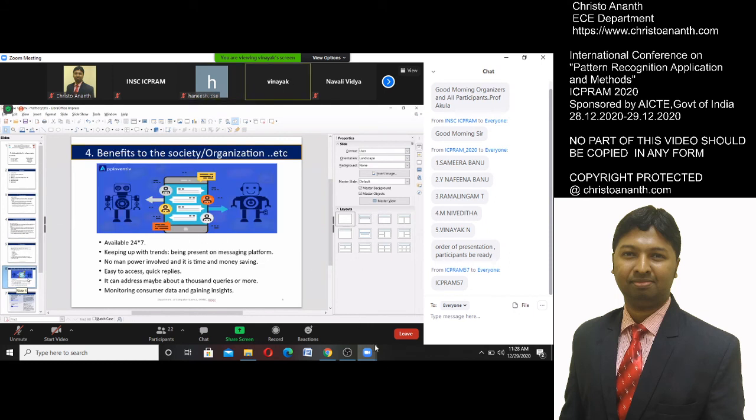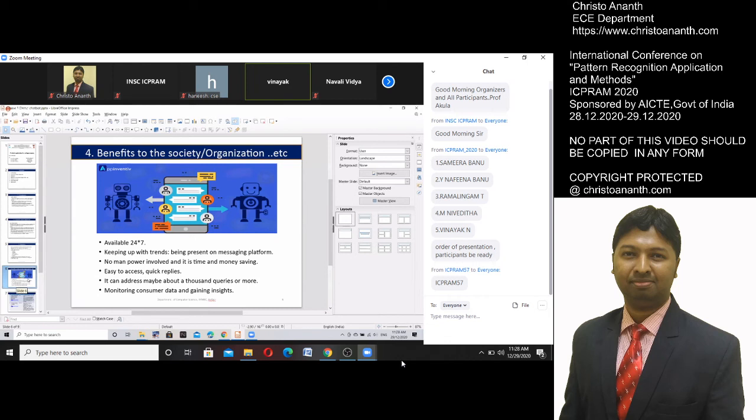Benefits to the society. The benefits of the chatbot are: it is available 24/7, and it keeps up with the trends by being present on the messaging platforms. No manpower is involved in this, and it is time and money saving. It is easy to access with quick replies. It can address about 1,000 queries or more at a time. It can monitor consumer data and gain insights about the students, etc.